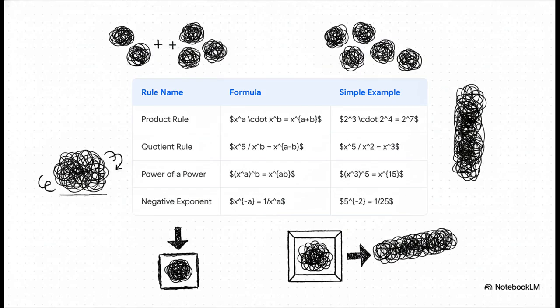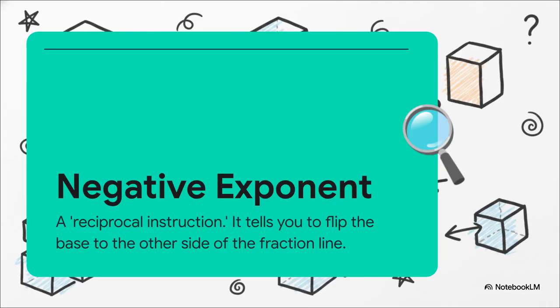And last but not least, the negative exponent rule. I know it always looks a little weird, but it's actually just a really simple instruction. A negative exponent has absolutely nothing to do with negative numbers. Just forget that idea. Think of it more like a flip instruction. It's just telling you to take the base and move it to the other side of the fraction line. So x to the power of negative a just becomes 1 over x to the power of a. That's all it is. A simple instruction for inversion.